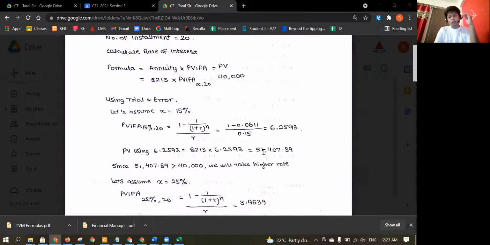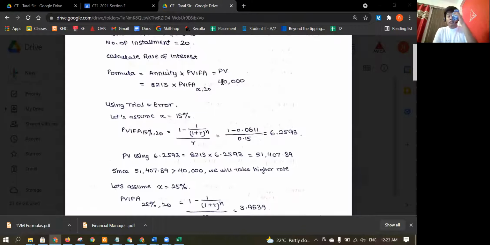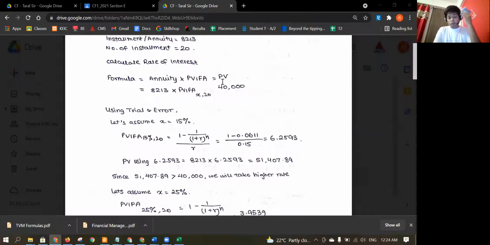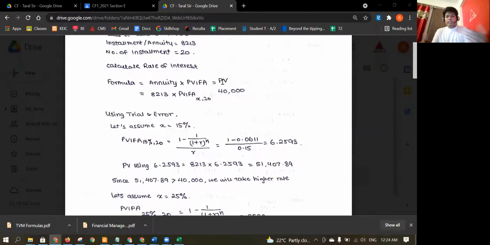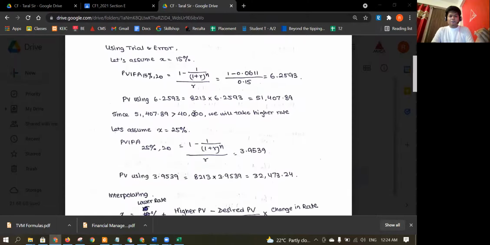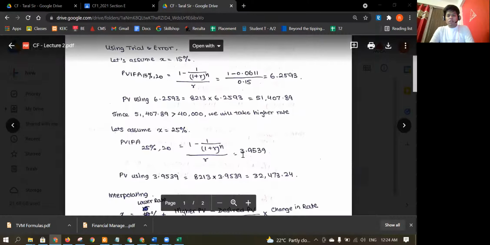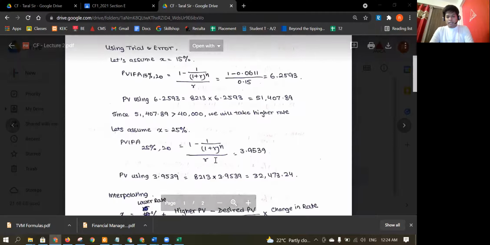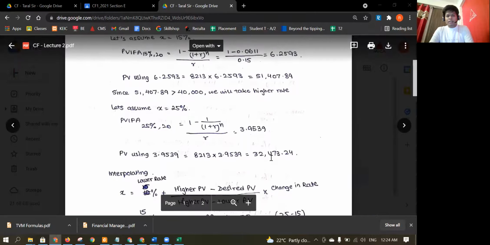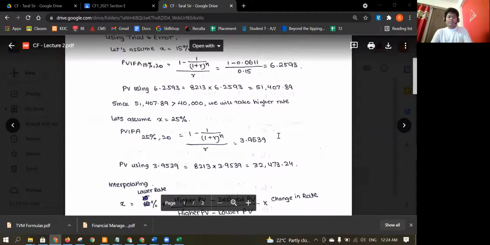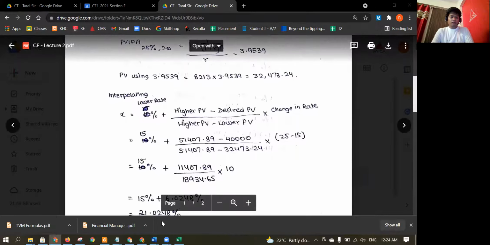So this is 51,407, which is a lot more than the value that we want. We want 40,000, and here it's showing 51,407. Now, to decrease the present value, you have to increase the interest rate. You could have taken 20%, but because the answer here was close to 20%, I had taken 25. If you take 25, you can see that the PVIFA falls to 3.9539. I multiplied that and got a value of 32,473.